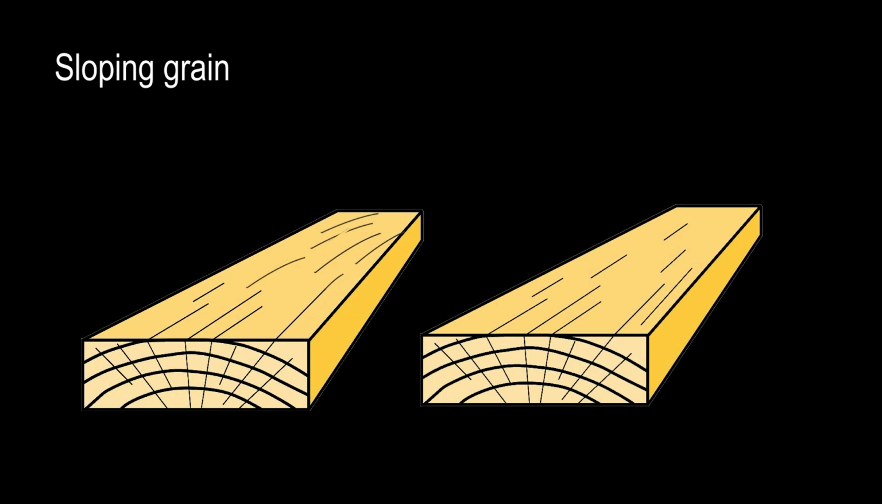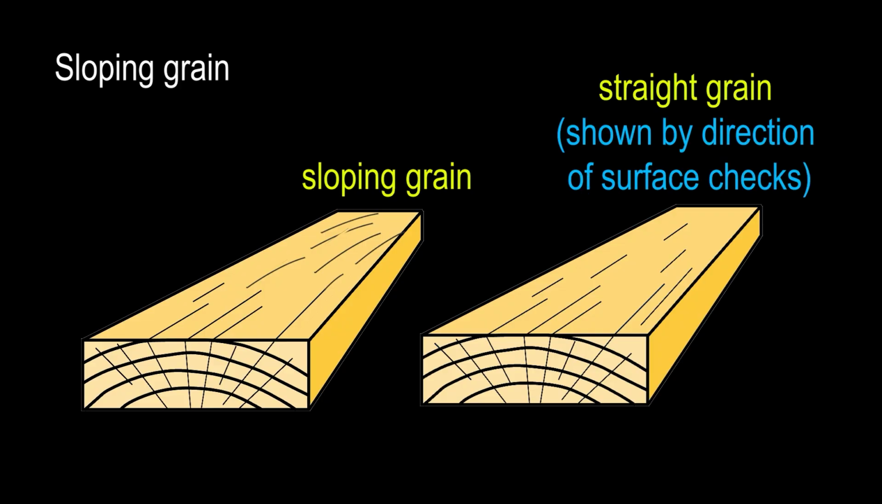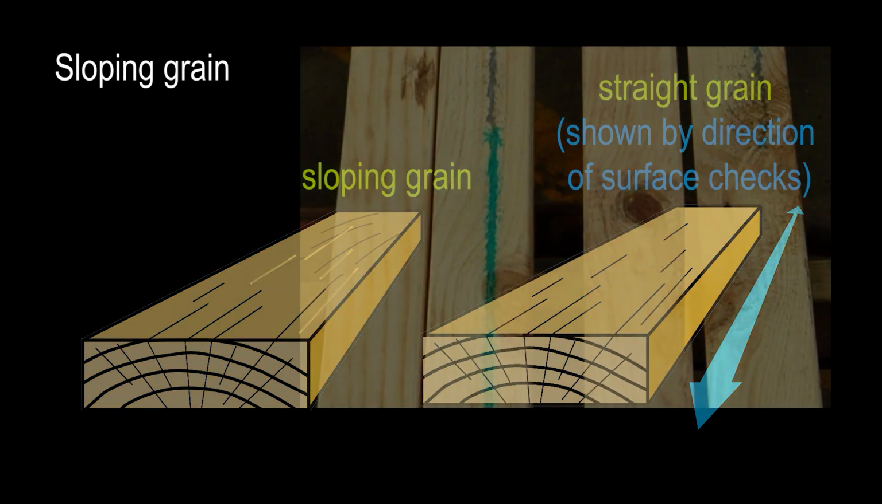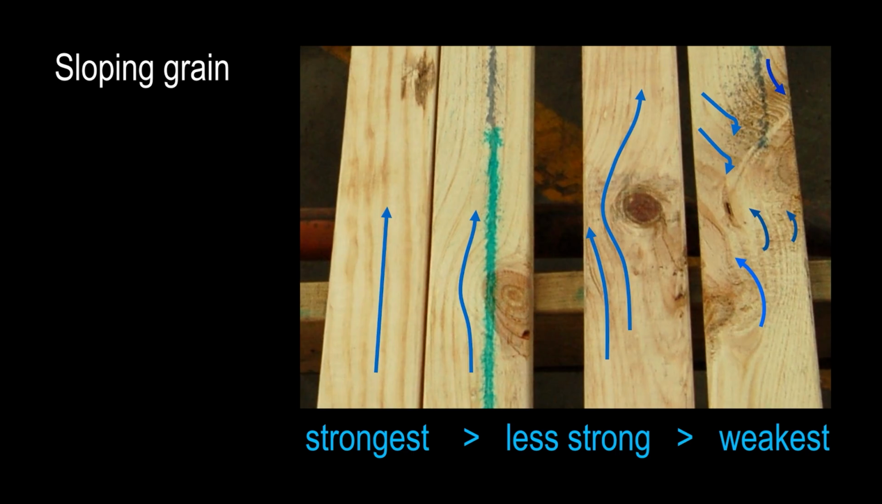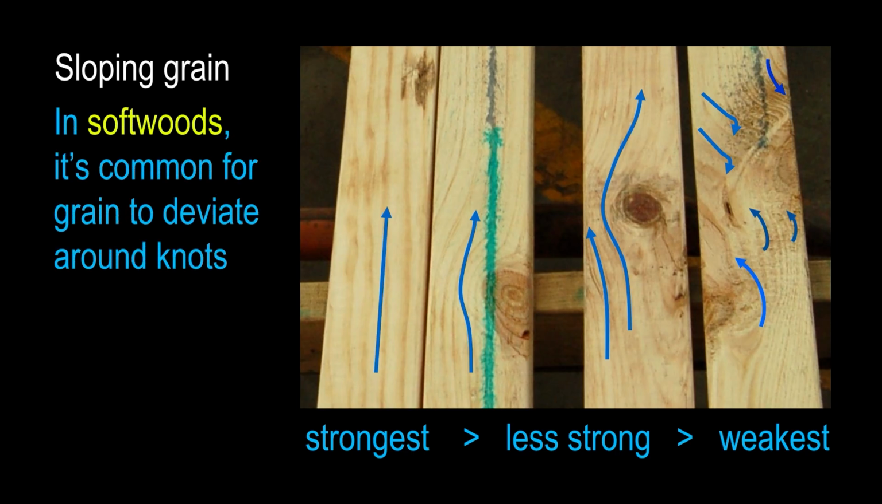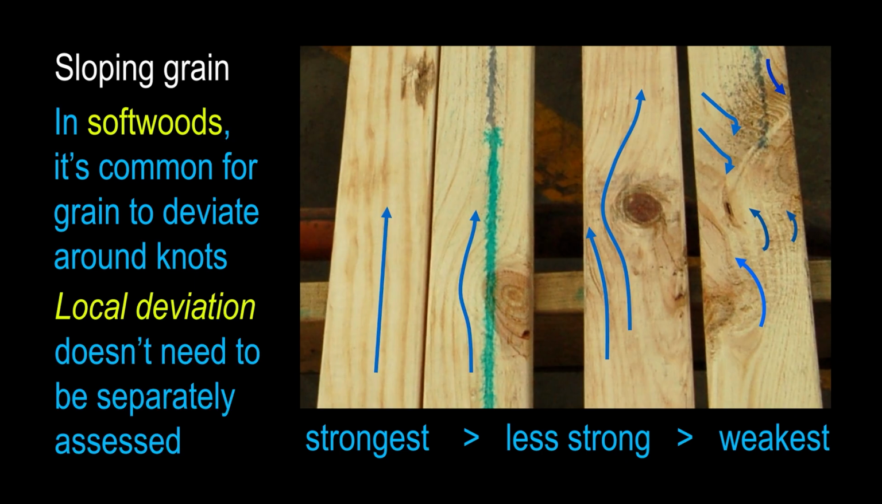Sloping grain refers to a deviation in the direction of the grain, away from a line that runs straight and parallel with the length of the board. The greater the deviation from straight and parallel, the weaker the board will be. Note that in softwoods, it's common for the grain to deviate around knots. As long as this is limited to a local deviation, it doesn't need to be separately assessed, because the grade limitations on the knot size will make allowance for it.